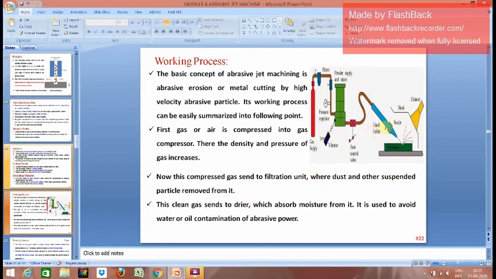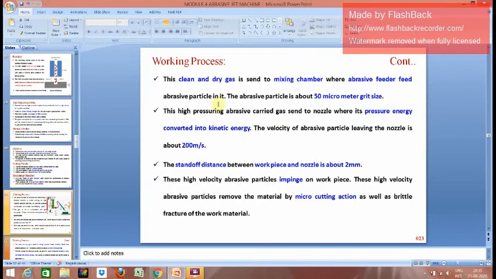This clean gas is sent to the dryer which absorbs the moisture from it. It is used to avoid water or oil contamination of the abrasive powder. This clean and dry gas is sent to the mixing chamber where the abrasive feeder feeds the abrasive particles into it. Then the abrasive particles, which are about 50 micrometer grit size.